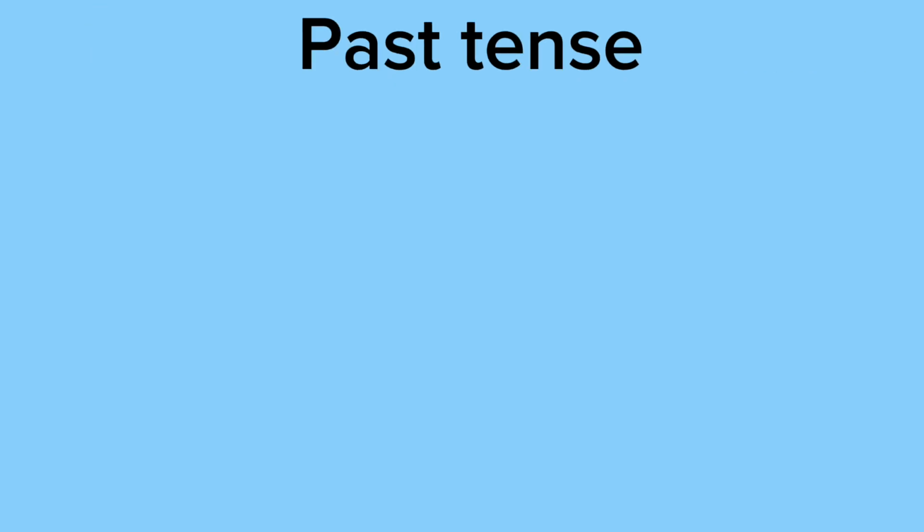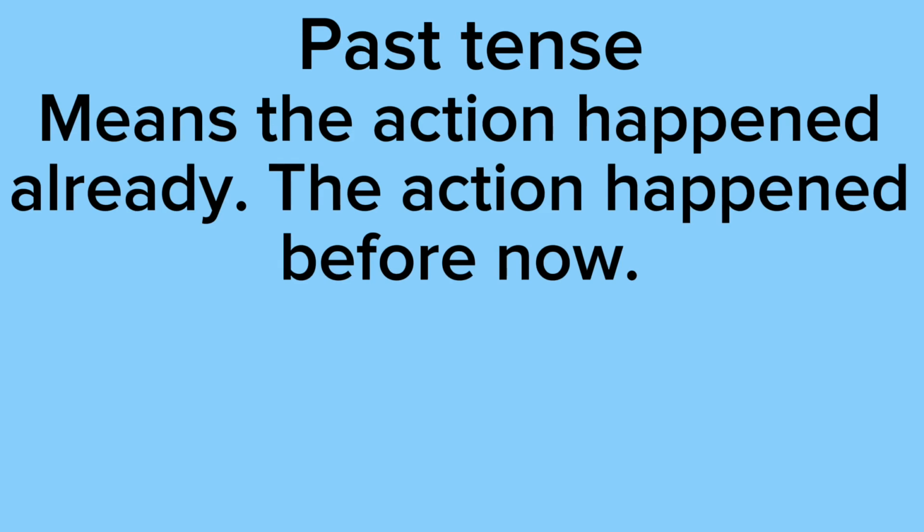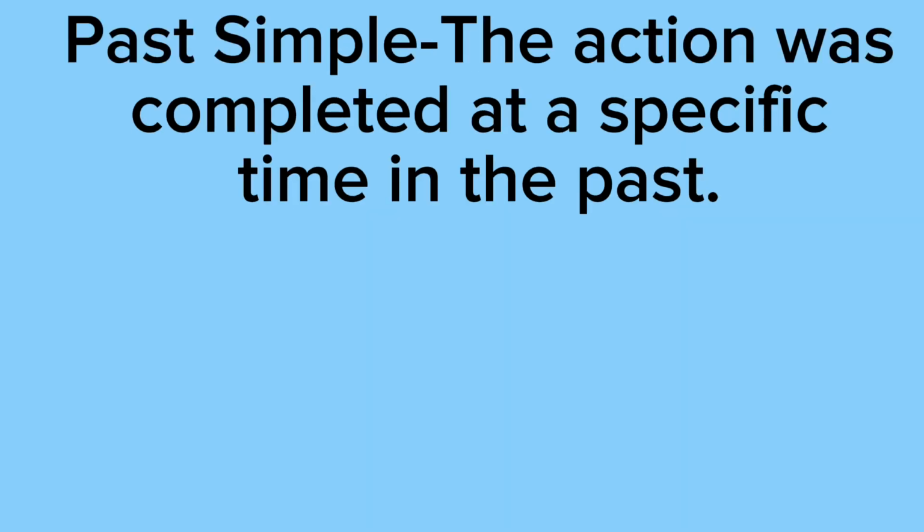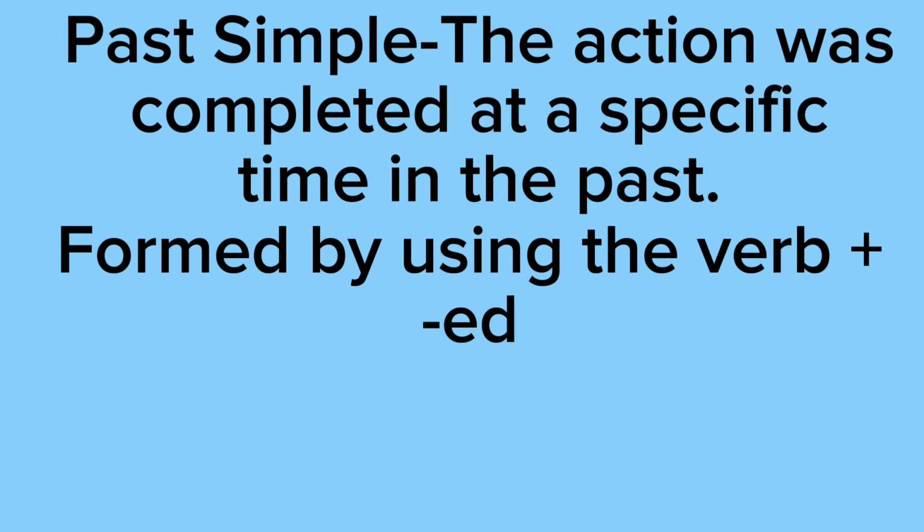So first we have past tense, which means the action happened already or the action happened before now. Past simple: the action was completed at a specific time in the past. Past simple is formed by adding an -ed to the verb.